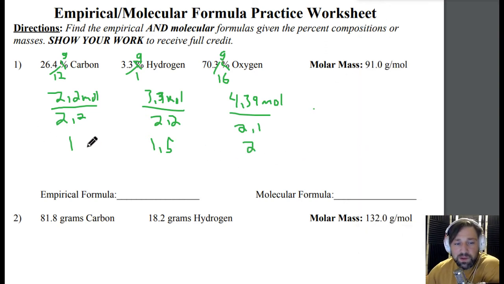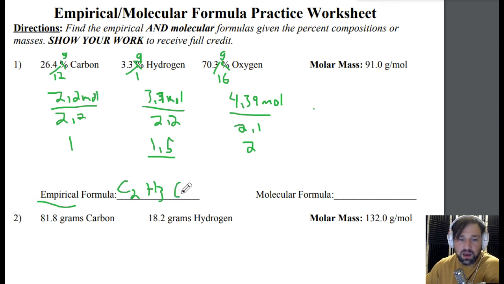So what do we do here? We can't have hydrogen be 1.5. We can't have half a hydrogen. So anytime you have a 0.5, what you do is just double everything. Okay? And that's your empirical formula. That's the ratio. So if we double everything, it's going to be C2, H3, since 1.5 times 2 is 3, and O4. Now, remember, this is just the ratio.